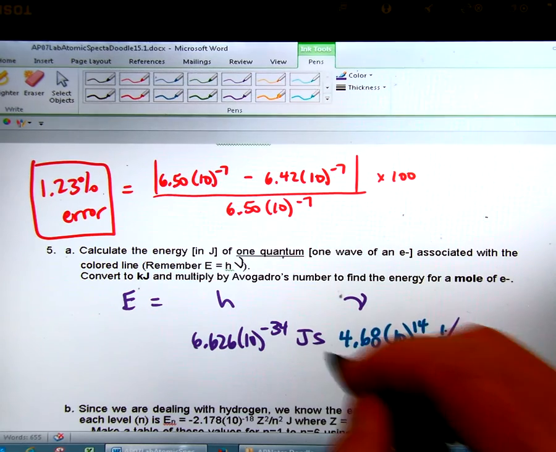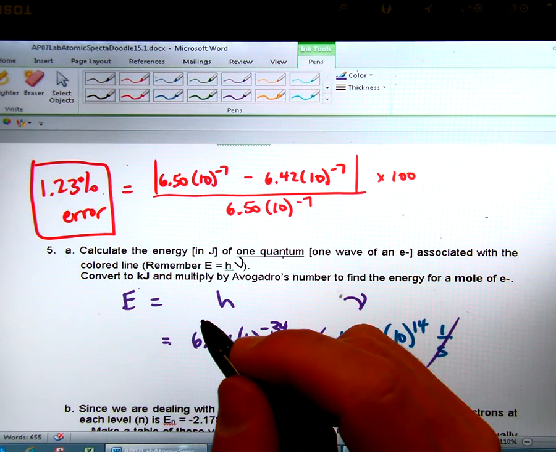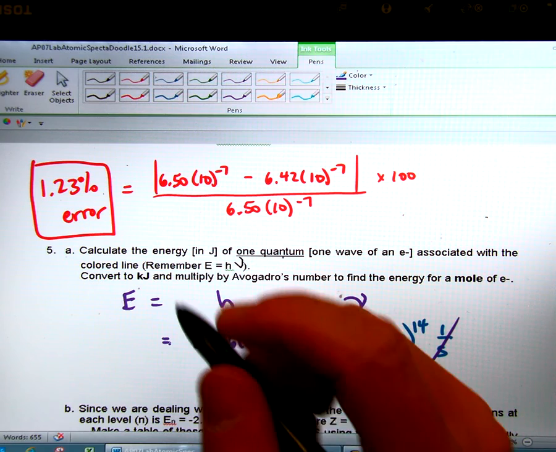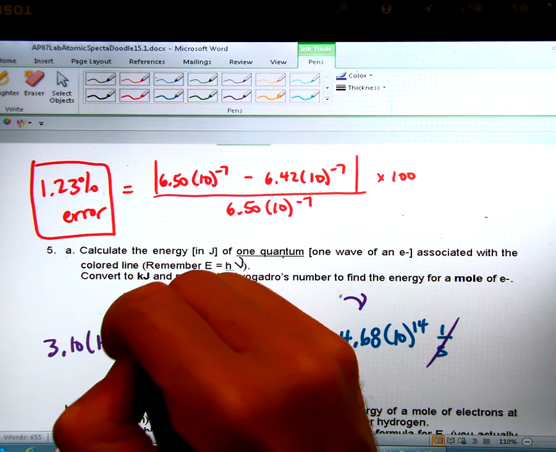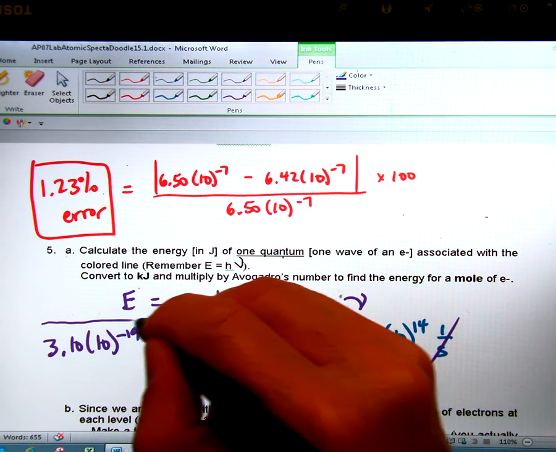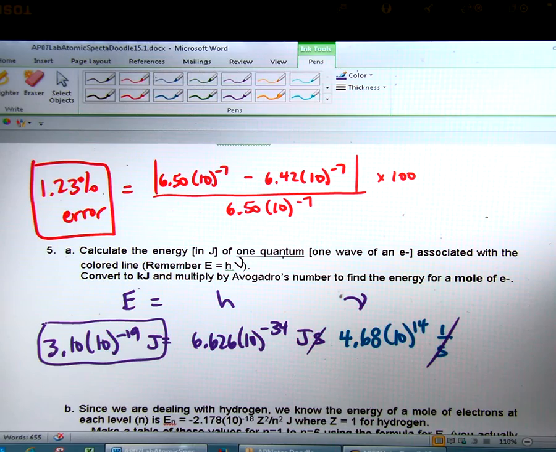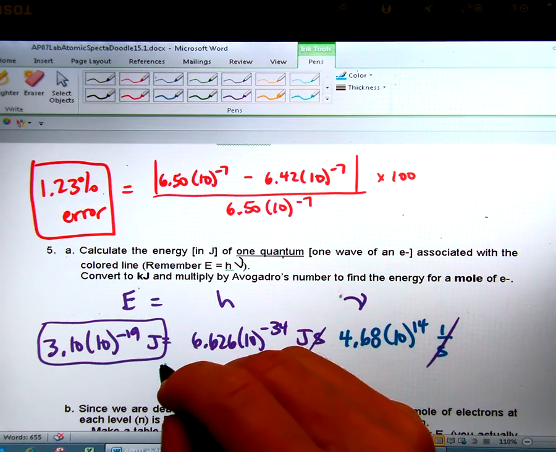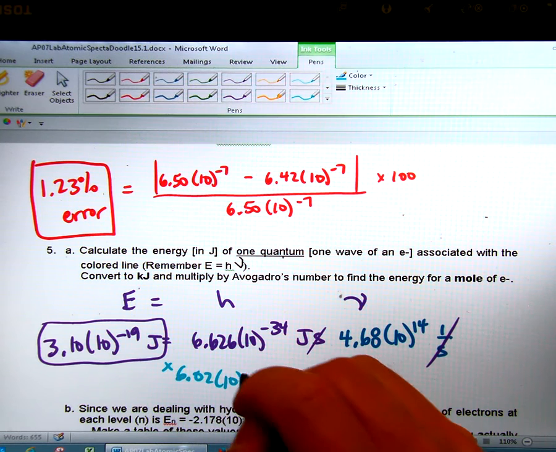Notice that 1 over seconds and seconds cancels out. So my joules is going to be 3.10 times 10 to the minus 19th joules. And that is for one little wave. But if I want to get this for Avogadro's number of waves, I have to multiply this by 6.02 times 10 to the 23rd.